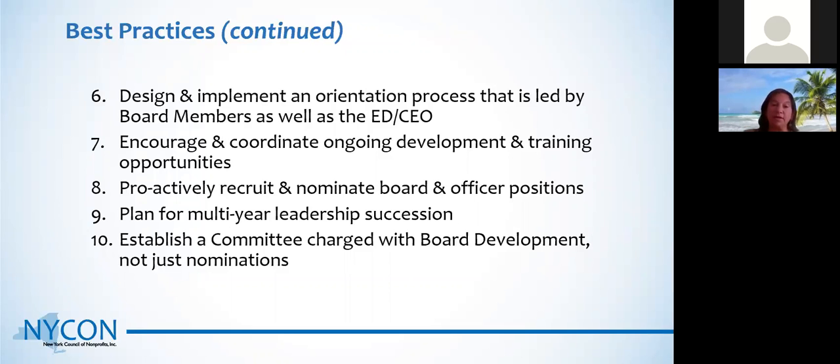You also want to think about multi-year leadership succession planning. Different organizations have different strategies. Some organizations have a board president for 5, 10, 15, 20 years, and succession planning for them is really challenging because they are essentially a de facto staff person in many cases. The board has created a position that is really developed for their skill set, for their experience.